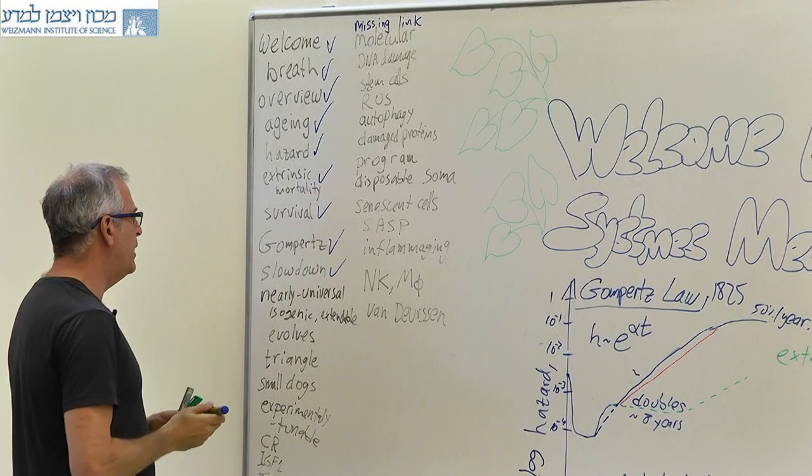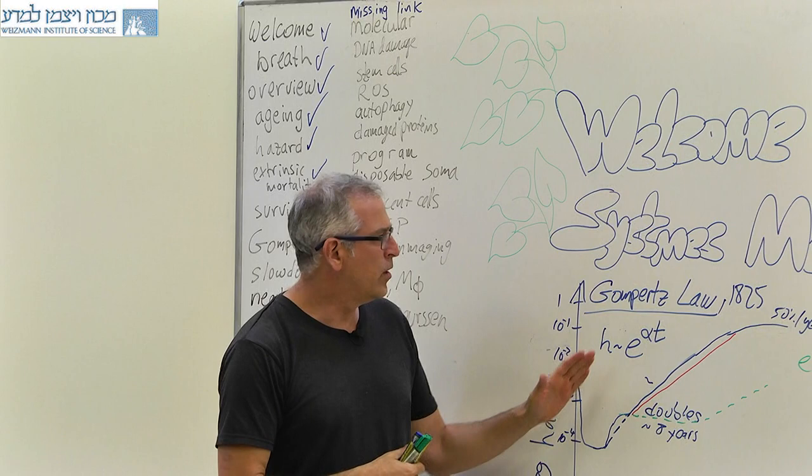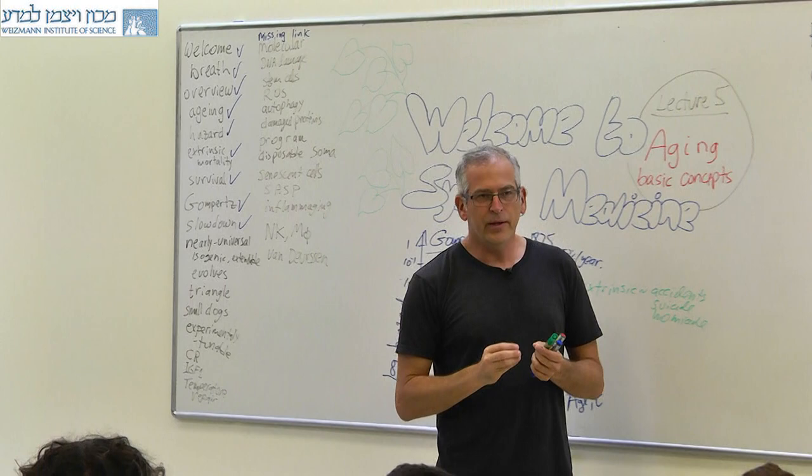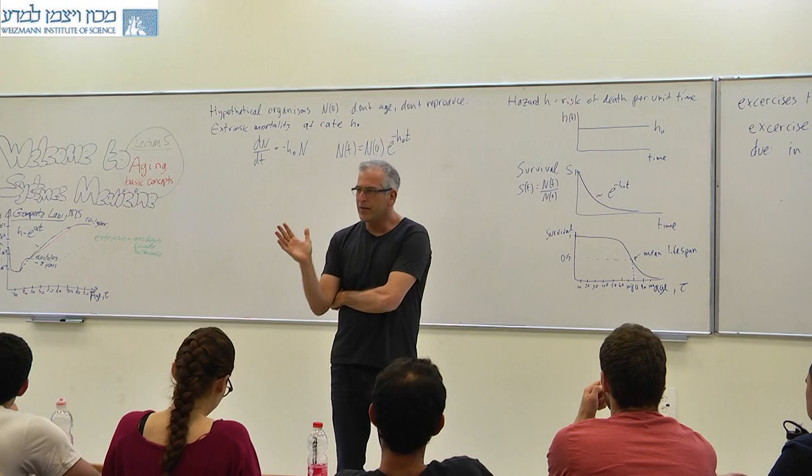And now I want to say that the Gompertz law is not only for human beings. If you look at animals and you measure their risk of death, so animals have different lifespans, right? A mouse lives, let's say, 2.5 years.